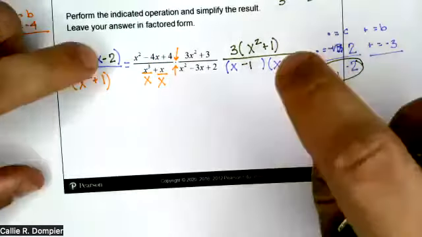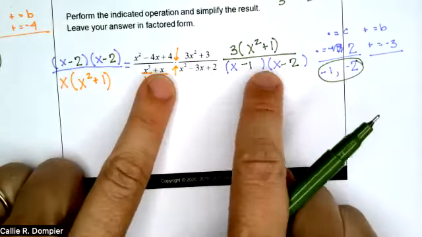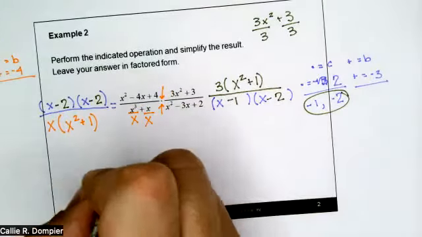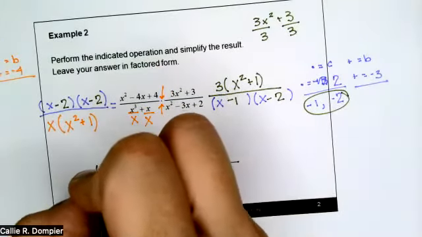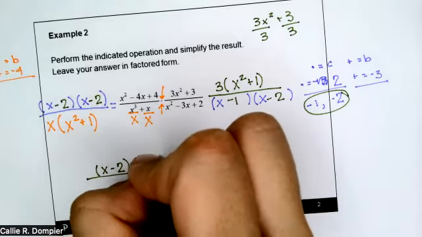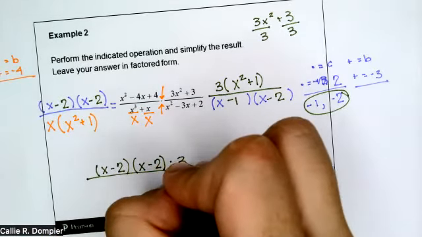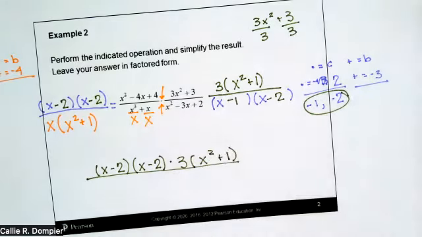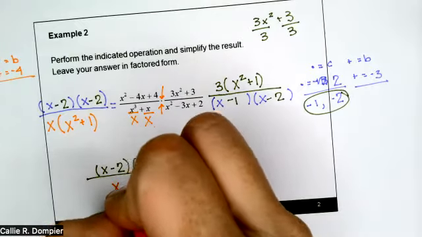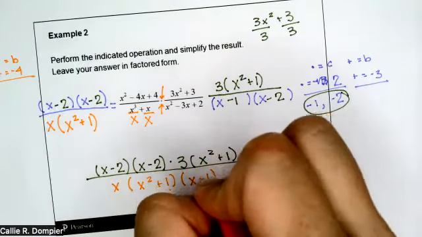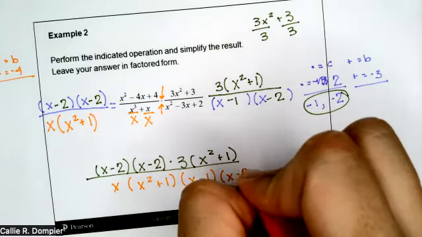So what we've done is we've taken this, turned it into that, this is that, this is that. And we're multiplying it, so I can write them all on one line. X minus 2 squared, or x minus 2 times x minus 2, times 3 times x squared plus 1. On the bottom, we have x times x squared plus 1 times x minus 1 times x minus 2.